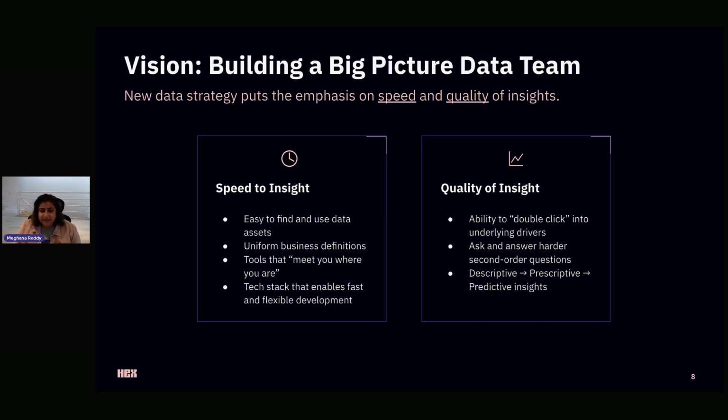So speed to insight is really about us as a data organization putting ourselves into the shoes of our users and our broader data community at StubHub, and really trying to do the best job we can of both creating and making discoverable assets that meet people where they are.